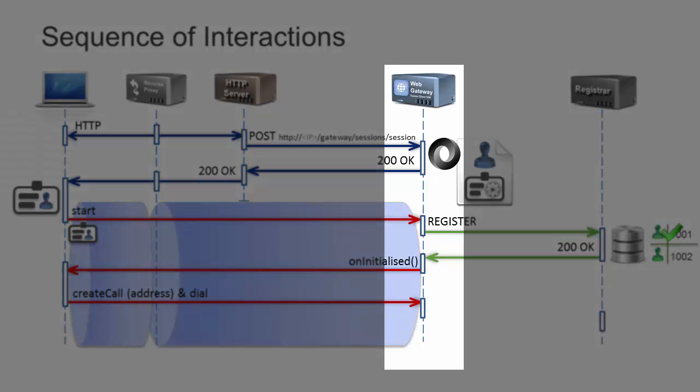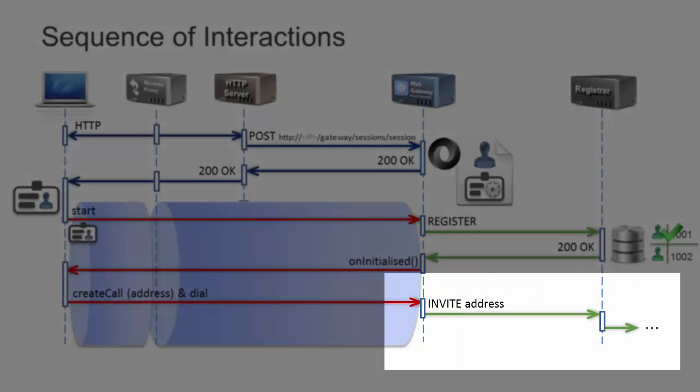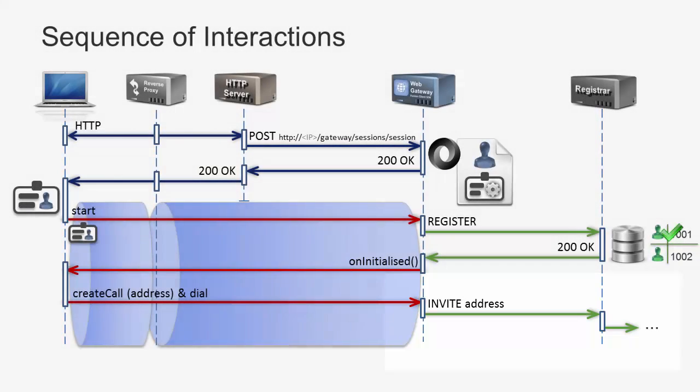The web gateway would then act as the SIP endpoint in that call, handling the downstream signaling with the registrar and beyond, and in turn triggering the relevant callbacks to the app in the browser. Makes sense? I hope so.